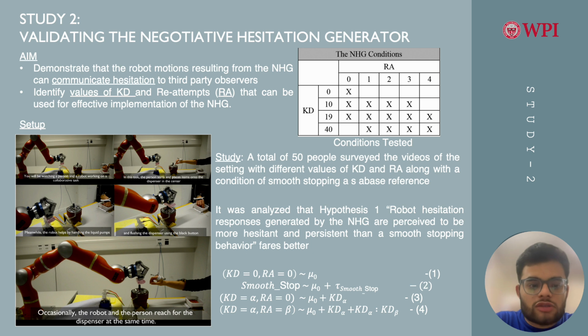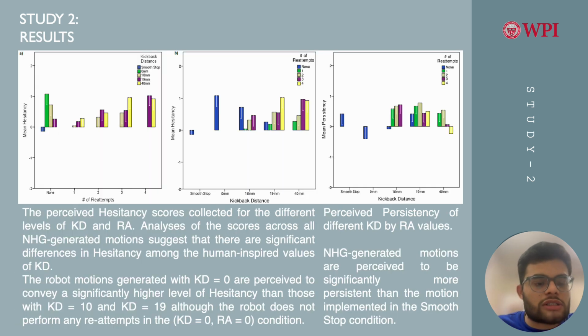Similarly, when the equations are studied and analyzed, we have kickback distance as alpha for varying values of alpha, as we can see in the table above, and also the varying values of reattempts, denoted by beta, as seen in the values mentioned in the table above. The results of this study were mainly focused upon reviewing the number of attempts and kickback distance with respect to persistency and hesitancy.